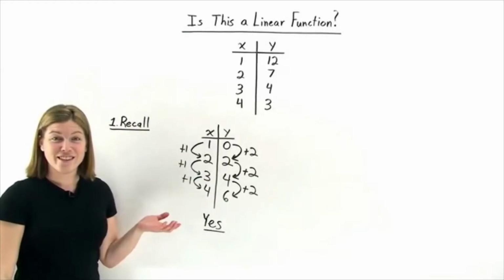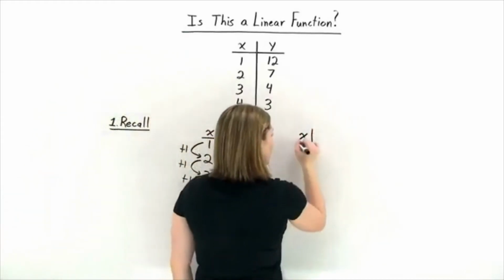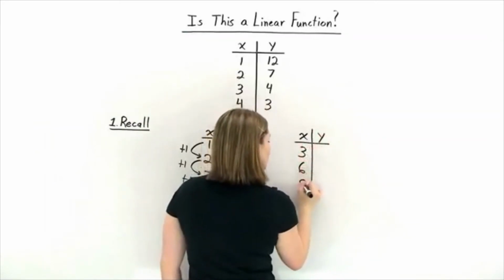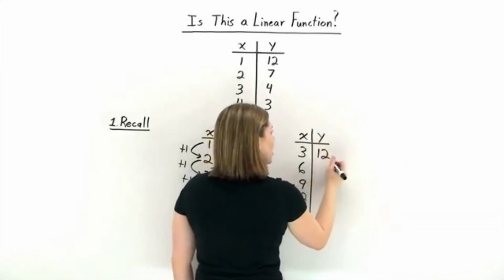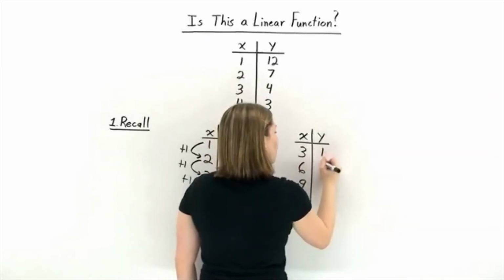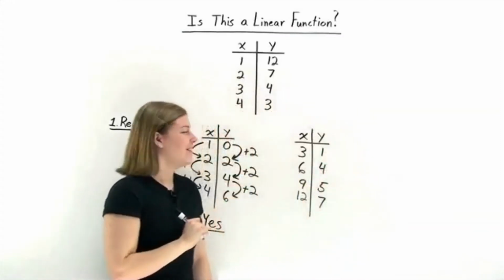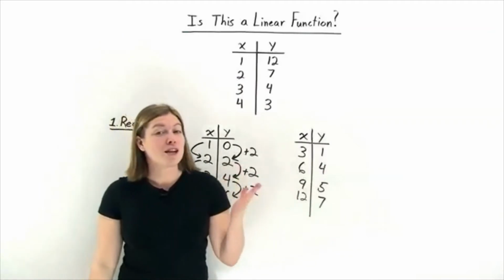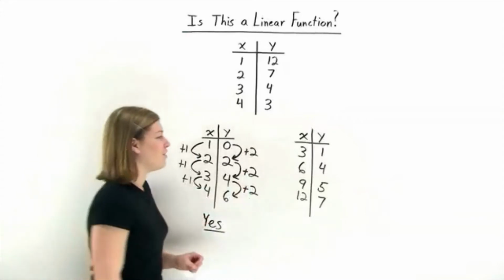Cool! Now, to get an even better understanding, let's look at another table of values. Let's say these x values are 3, 6, 9, and 12. And the respective y values can be, let's go with 1, 4, 5, and 7. That'll do. Now, to see if this represents a linear function, we need to look for those constant rates of change. So let's check the x values.